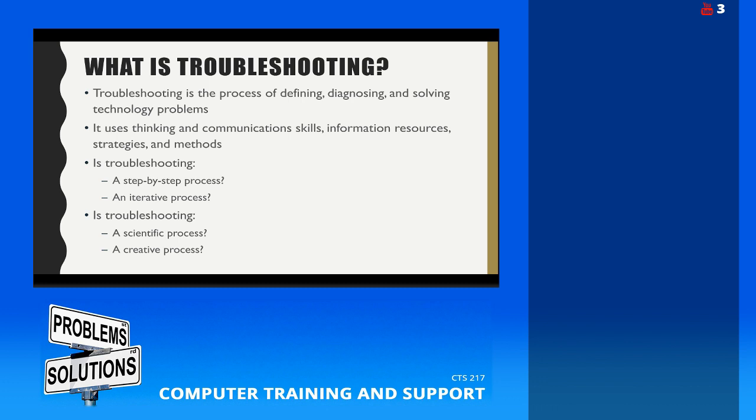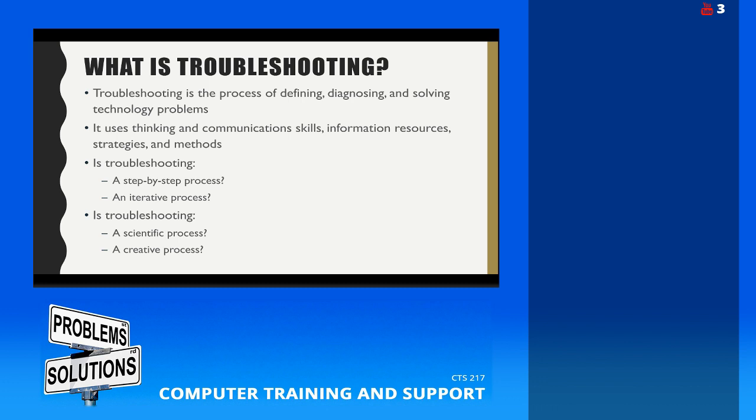So I have something interesting to think about here. We're asking ourselves some questions about troubleshooting. Is troubleshooting a step-by-step process, or is troubleshooting an iterative process? And the answer to that question is yes. Troubleshooting is both a step-by-step process and an iterative process. And when we look at our strategies and methods for troubleshooting, we'll see how it is both.